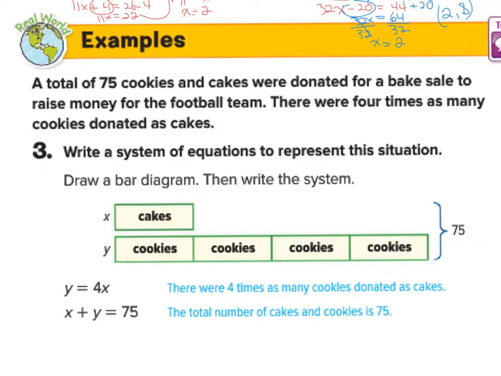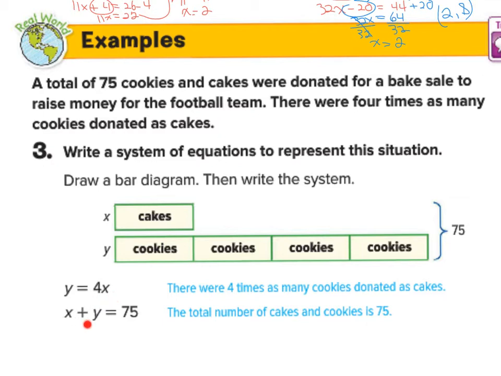Example 3. A total of 75 cookies and cakes were donated for a bake sale to raise money for the football team. There were 4 times as many cookies donated as cakes. Okay, so we have this many cakes and 4 times the amount of cookies for a total of 75 baked goods, right? So what does that look like? X is simply my cakes, that's one value, and y is going to be 4 times x.